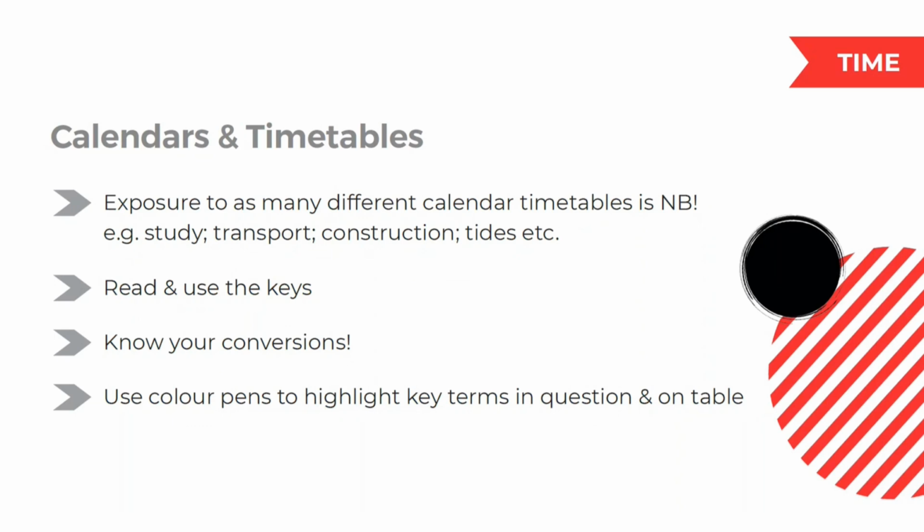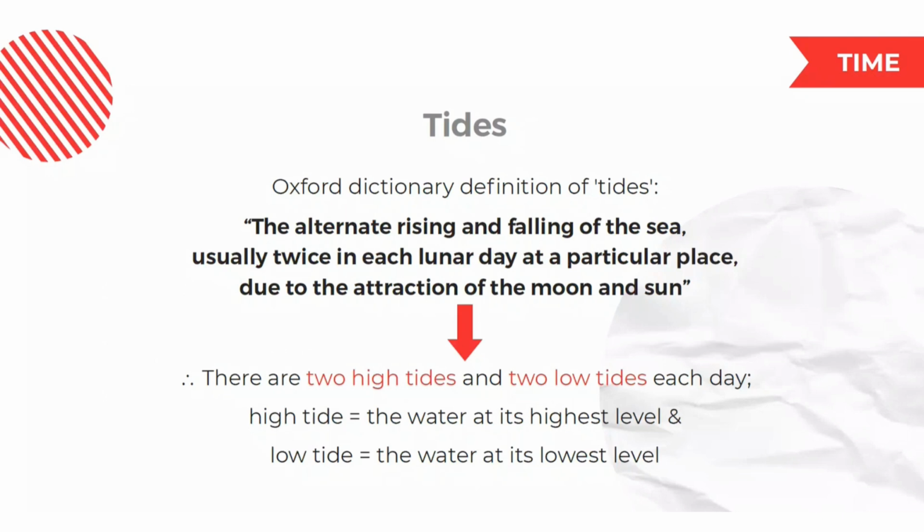And part of that exposure is helping them to work with tables and graphs for data handling. And they need to use keys. They need to read the whole question. They need to understand the information before they can even attempt to answer any questions. So have your conversions at your fingertips, and color pens are your best friend. So encourage them to highlight key information and to pull the data apart.